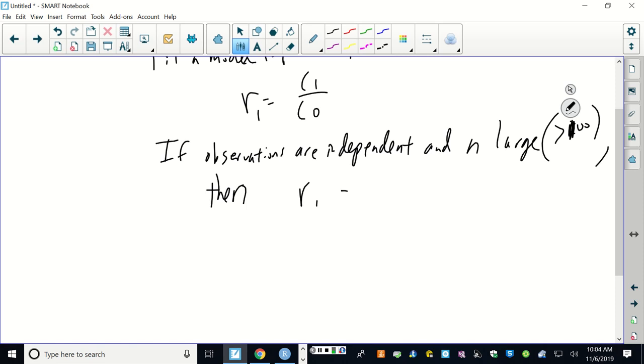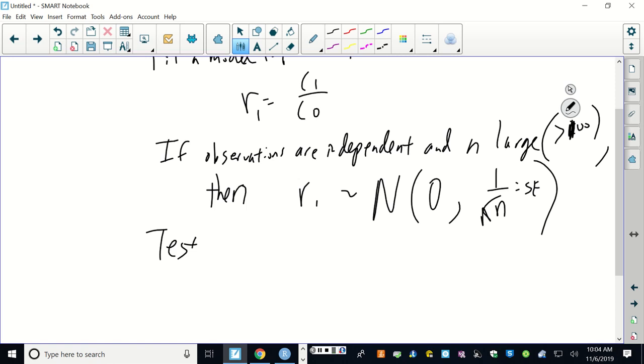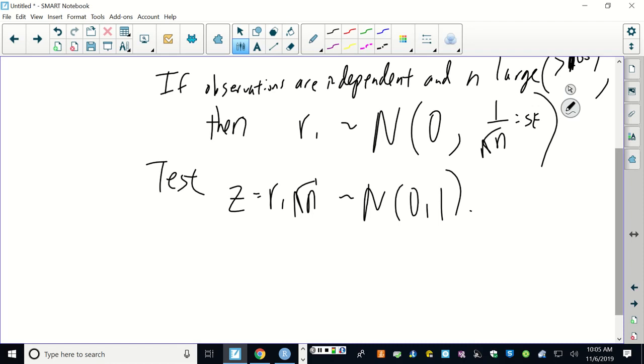Then this R1 can be figured out to be distributed approximately normal around 0, correlation 0, and its standard deviation, or standard error, is like 1 over the square root of n. So if that's what it is under the null hypothesis, we could look at our actual statistic times the square root of n. So our test becomes z equals R1 times the square root of n, and this is like a standard normal, and we would reject a correlation of 0.